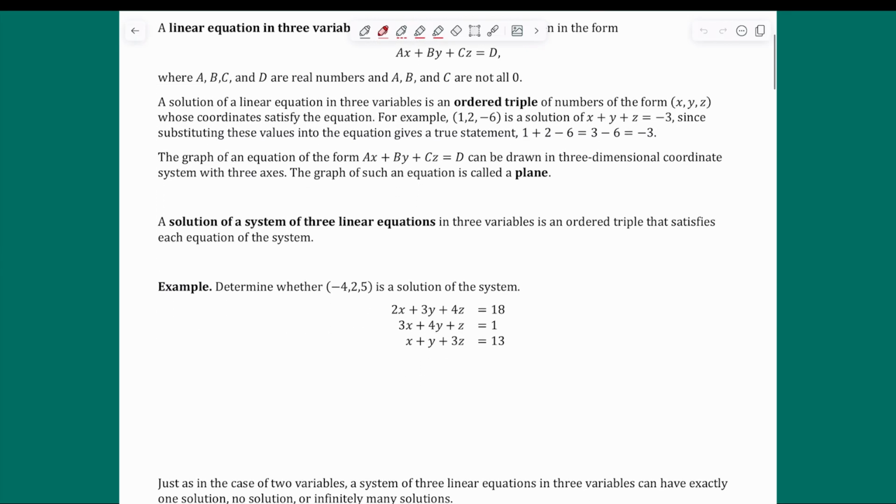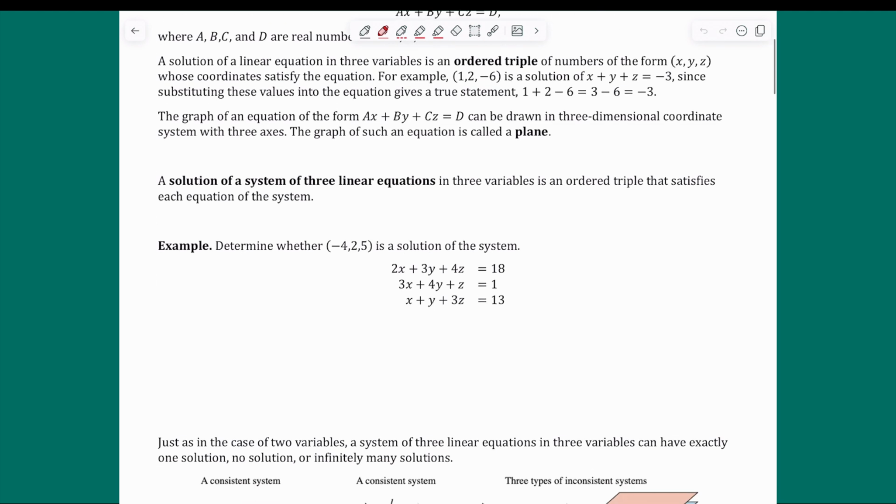Okay, so now we have a system of three linear equations. A solution of a system of three linear equations in three variables is an ordered triple that satisfies each equation of the system. Here we're asked to determine whether the ordered triple (-4, 2, 5) is a solution of the system, and to do so we need to plug the ordered triple into each one of these equations to see that we get a true statement.